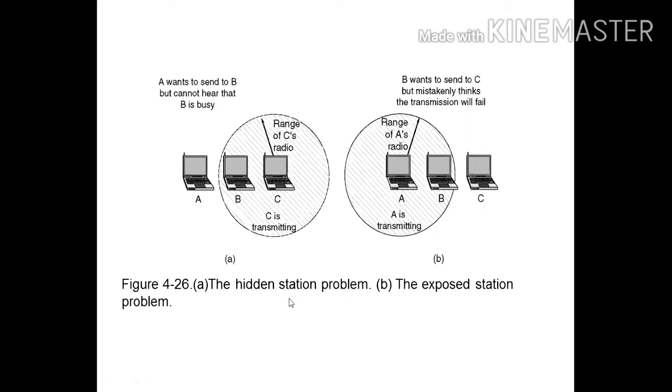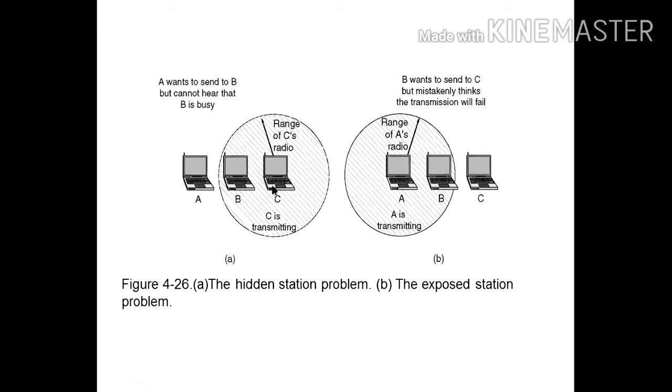So I've explained the hidden and exposed terminal problems before. We'll see the hidden terminal problem first. So what is this hidden station or hidden terminal problem? Consider there are three devices, A, B, and C. This indicates C's range. C is transmitting in this range, A is transmitting maybe in this range, and B is common to A as well as C, which means B can hear A as well as C. A can hear B, but A can't hear C.